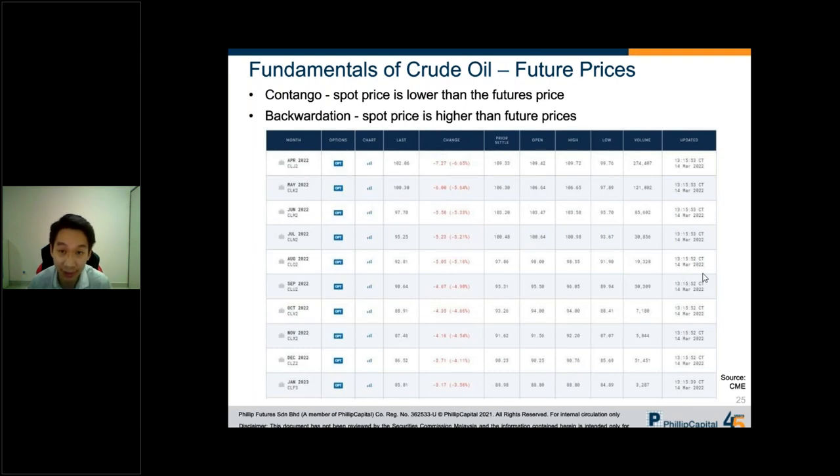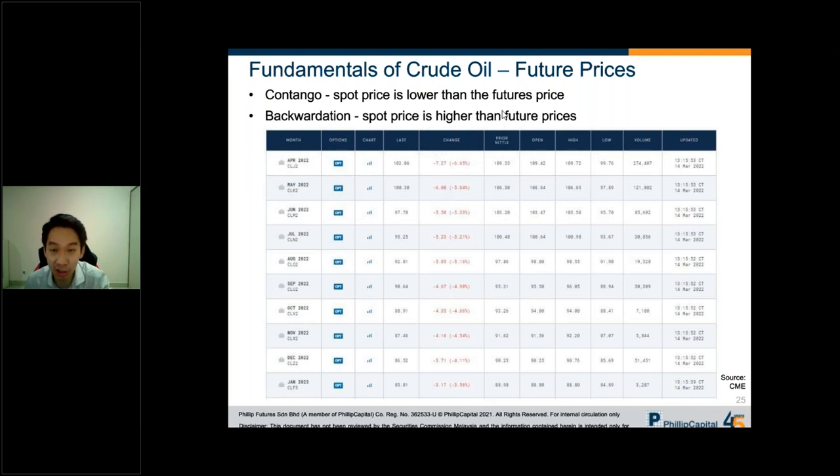Okay, so then the next thing is we also look at the future prices of the crude oil. This is for Brent crude oil and also WTI crude oil. On this page are the prices of every contract month from the CME exchange. WTI is listed on the CME exchange.